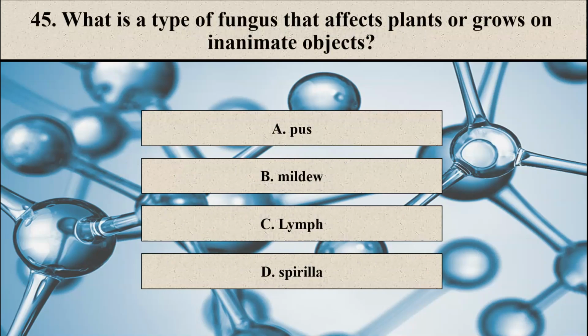What is a type of fungus that affects plants or grows on inanimate objects? Pus, mildew, lymph, spirilla. If you chose B, mildew, you are correct.